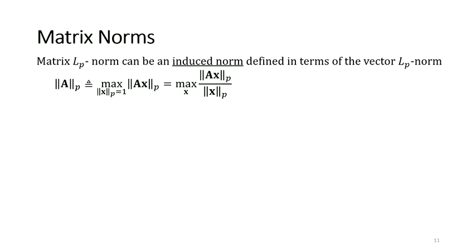Now matrices have norms too. You can define a matrix norm. This is the induced norm of a matrix. Why do we call this an induced norm? Some matrix norms are induced norms, because the definition of the matrix norm is induced. It comes from the definition of the vector norm.